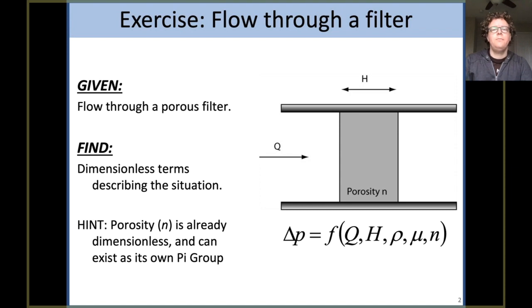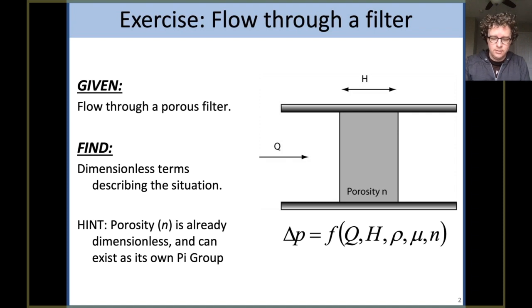All right. So the problem setup looks something like this. Picture that we're looking at a cross-section of a pipe with a discharge Q flowing through it. In that pipe, you've got a porous media filter. What does that mean? Think in your head like a cigarette filter, for example, or a sponge that this fluid is going to flow through. It's got a dimension h in the direction of flow, a porosity represented by that script n or nu. And our objective is to find the dimensionless terms that describe this situation.